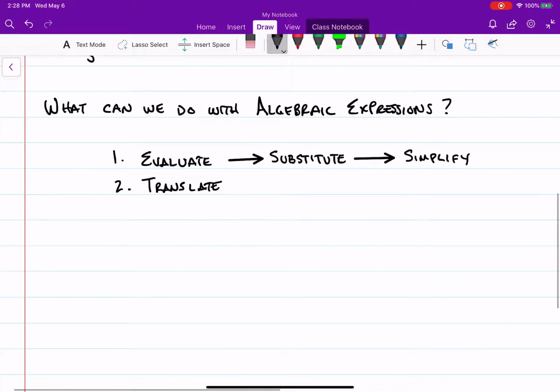Okay, and with simplifying, there's going to be more down the road as we're going, all right? And those are all going to be under the category of simplifying, all right? All right, so let's talk about the first thing, which is evaluate.